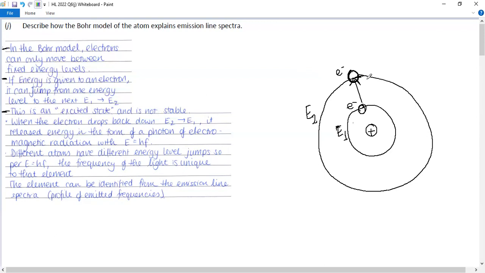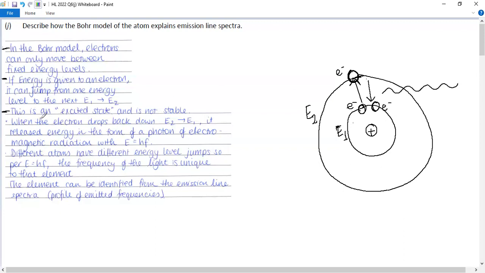When the electron drops back down to energy level 1, it looks like I've got loads of electrons, guys, but this is the same one moving, okay? Just in case you're getting confused with all my circles. This is the same guy moving about. When it drops back down, it releases energy. Whatever extra energy it had to stay up at energy level 2 gets released. And I'm going to make it look like a wave.